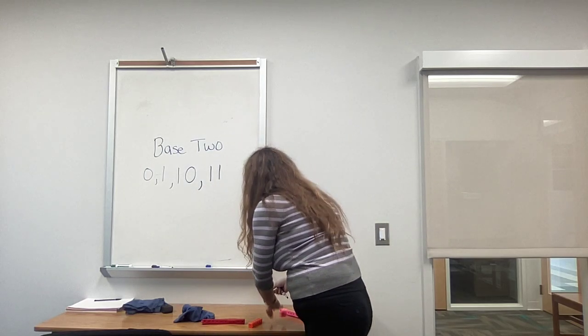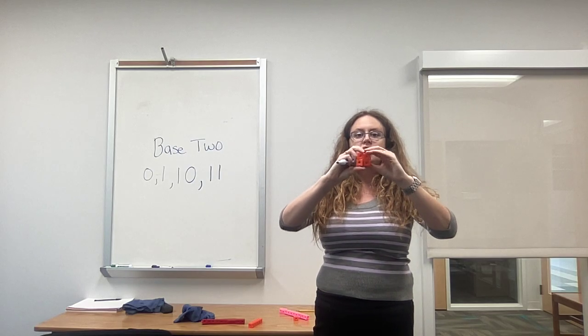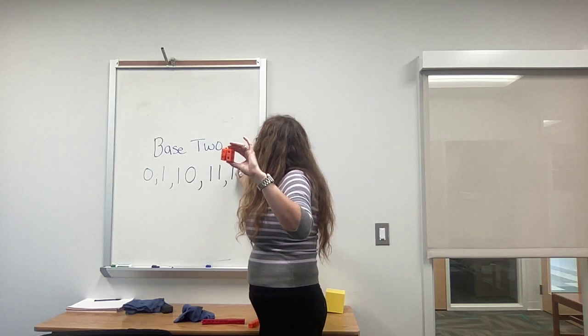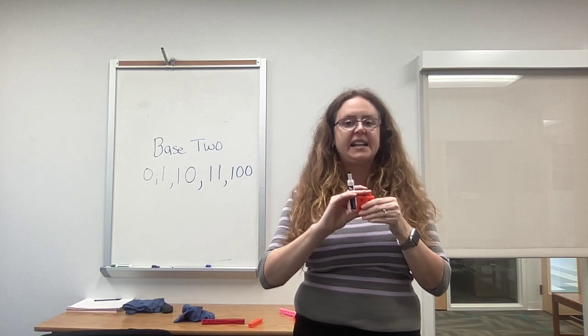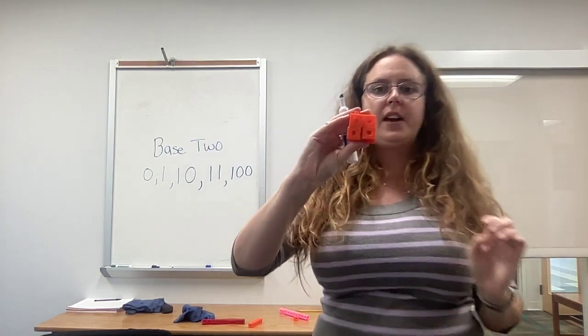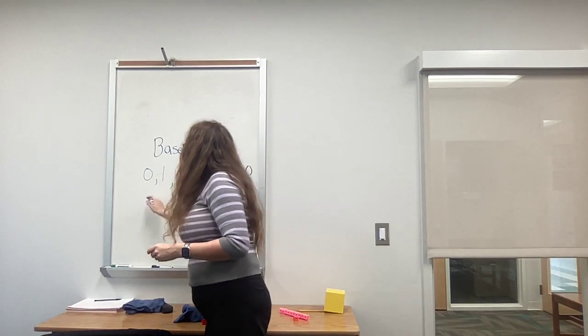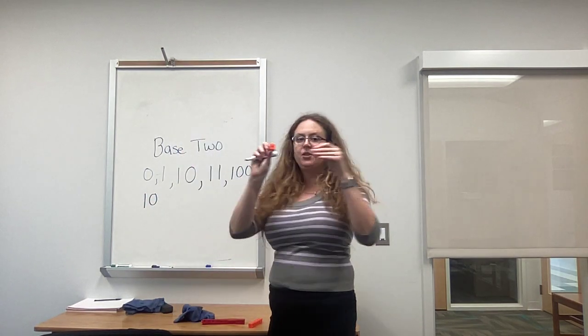Once I put another block on, I have 2 rods, but I can't write 2, so I've got to go up to a 3-digit number. We actually call this a flat. A flat is a square, and this is a 2 by 2. Next, I would have a flat, no rods, and a 1.